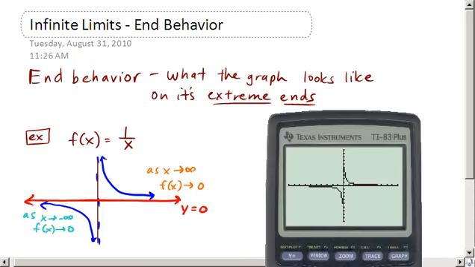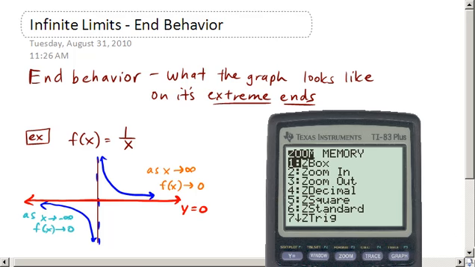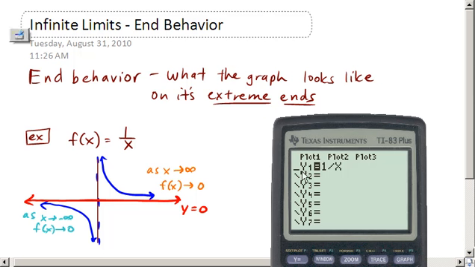Here's another way to see the same thing. Here's the function 1 over x graphed on the TI-83 in a standard window. What I'm going to do here is zoom out over and over again and show you that as we get further and further out, it's going to look more and more like y equals 0. To make this clear, I'm going to make the line that represents my function a little bit thicker so that it shows up better.